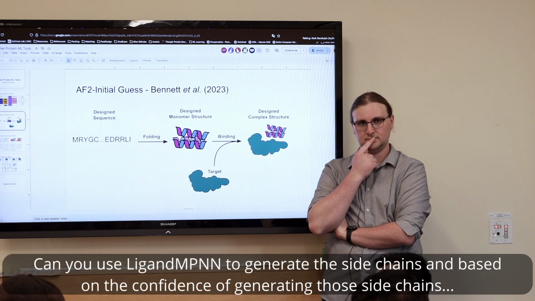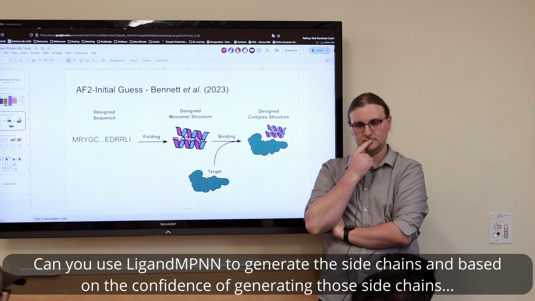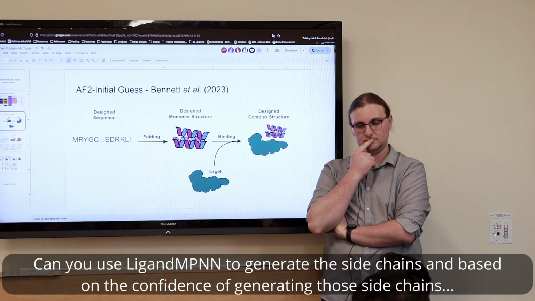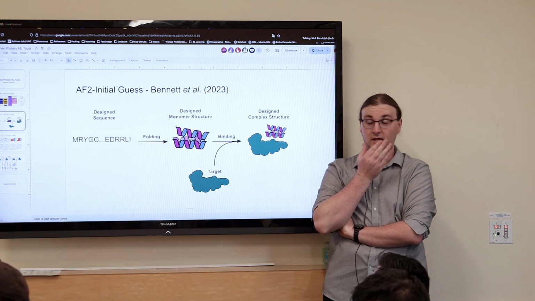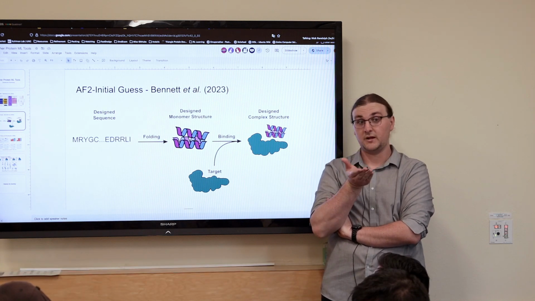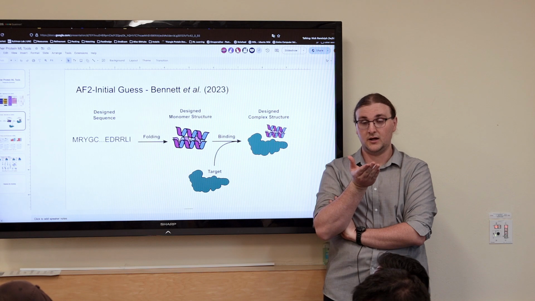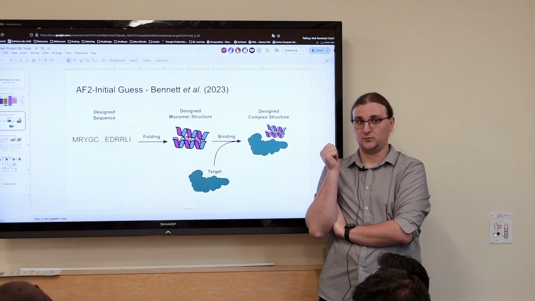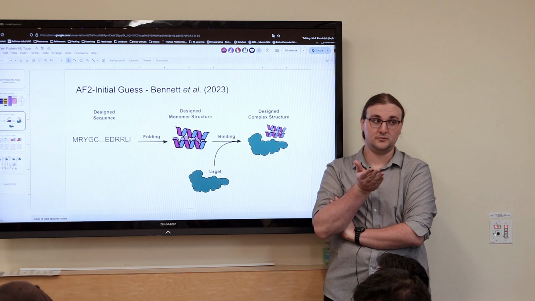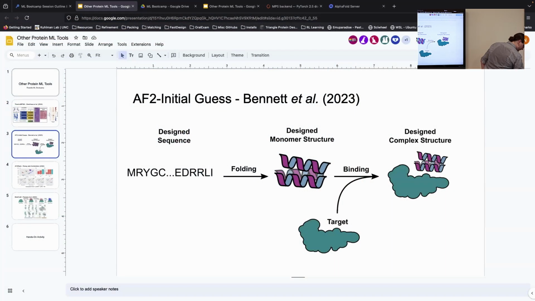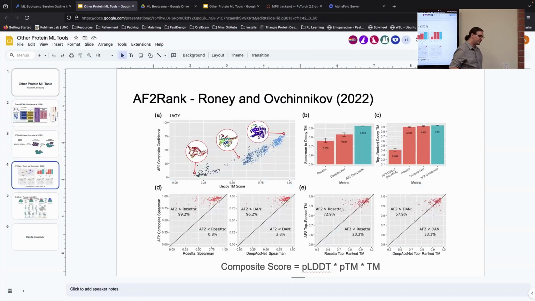Can you use LigandMPNN to generate the side chains, and based on the confidence of generating those side chains, assume something similar? I don't, yeah, I think that's a reasonable assumption as well. It'd be interesting to see how that correlates with these predictions, but I think that's a reasonable thing to try. Okay, the next one is AF2 rank.